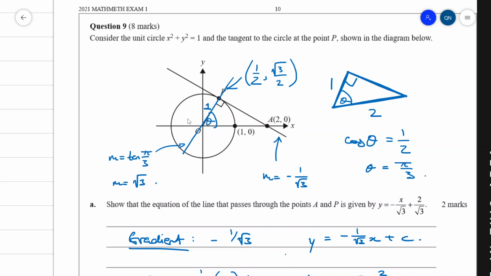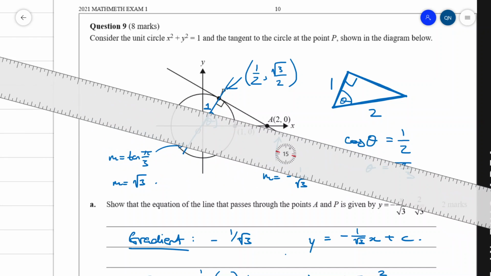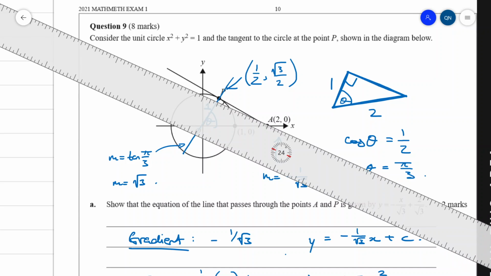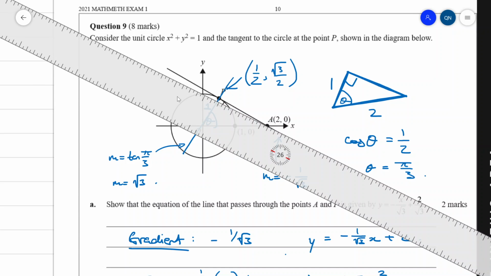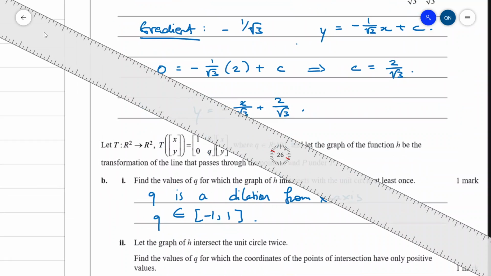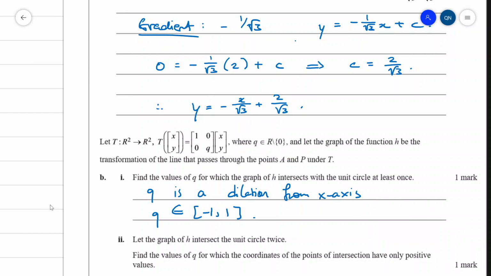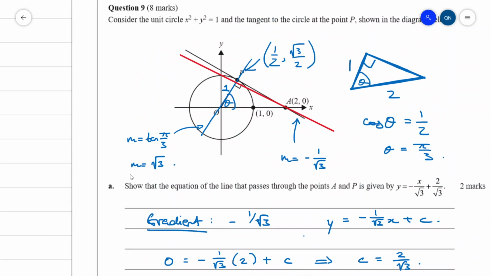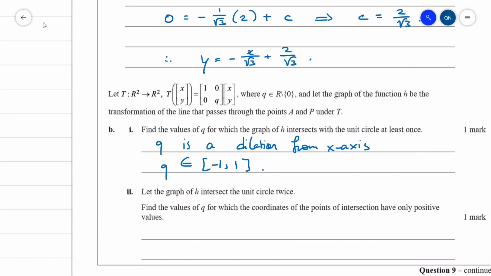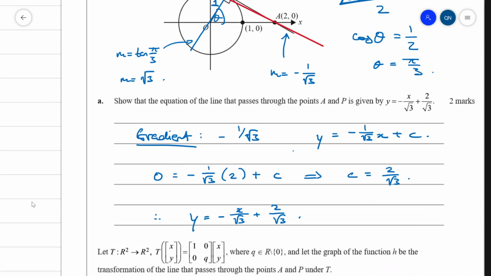So how much do we have to restrict things? I guess the furthest we can go is over here. Let's use a ruler for this. So we're fixed at (2, 0). The furthest we can go is right over here. Any lower, then we're going to introduce negative coordinates, which is not what we want. I'm assuming that's what the question is asking. So we're finding the values of Q for which the coordinates of the points of intersection only have positive values. Okay. So this is intersect the unit circle twice.